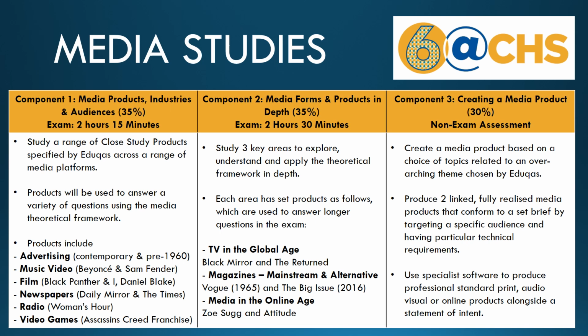Component 3 is a non-exam assessment, so we take all of our knowledge from component 1 and 2. We look at how the theoretical framework has shaped these media products, and we try and apply that to our own. So students are presented with 5 different briefs. They choose one of those briefs, and using the requirements of that brief, they produce 2 linked, fully realised media products. And what that means is they'll create a print product and a web product or an audio-visual product that relates to that particular brief.